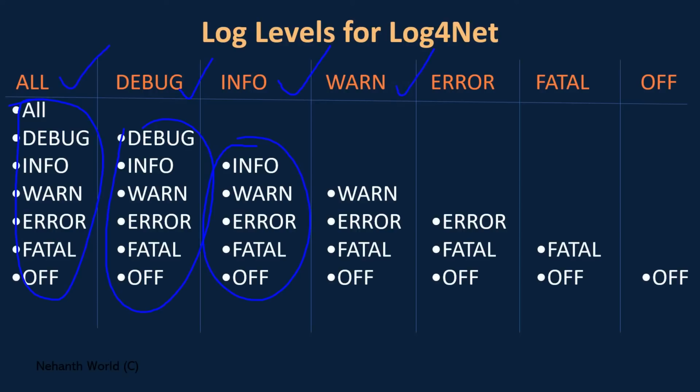If you configure it as Warning, it will start with Warning and log all higher levels, meaning Error and Fatal. If you configure it as Error, it will start with Error and log all higher levels. If you configure it as Fatal, it will start with Fatal and log all higher levels. If you configure it as Off, it will turn off the logging. Off is nothing but turning off the logging, so nothing will be logged.